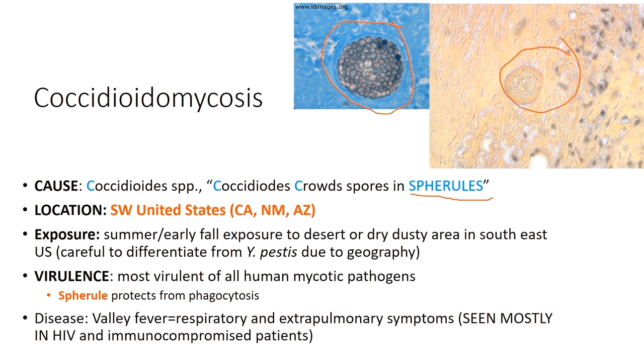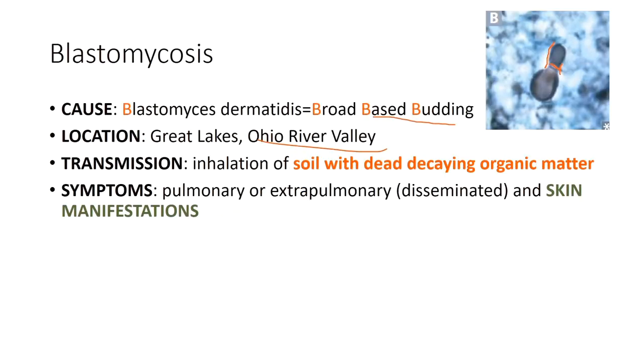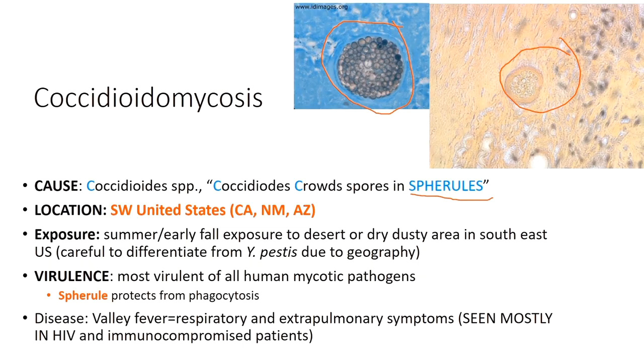So this is not a macrophage. Do I see a nucleus? No. Back here in histoplasma, I saw a nucleus, and then there are little spores in this little globule. Here we have a globule, but I just see spores and do not see a nucleus, so this is known as a spherule. Spherules are found pretty much only in coccidioidomycosis. And where do we find this? In the southwest United States: California, New Mexico, Arizona.